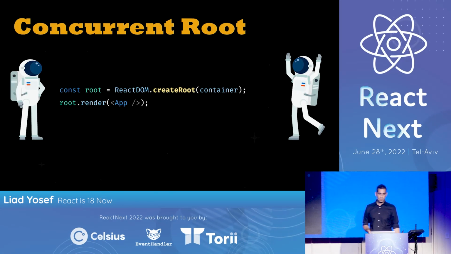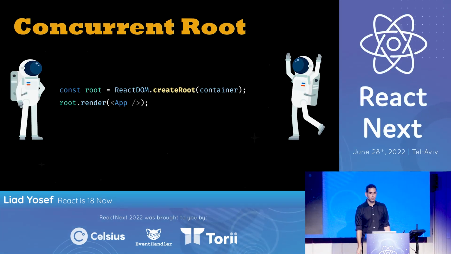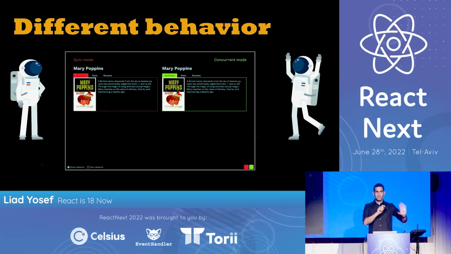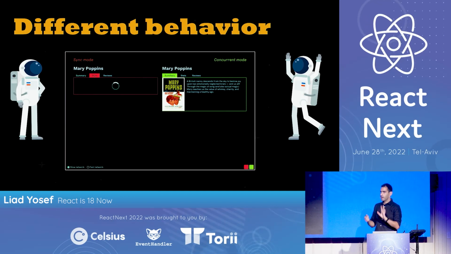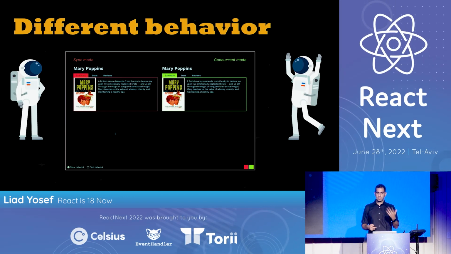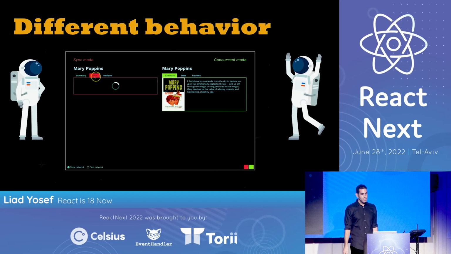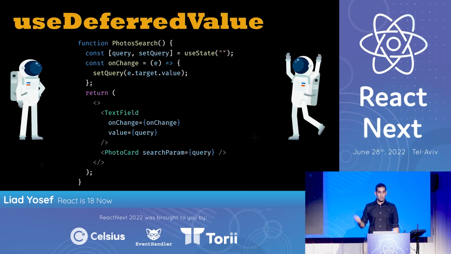And in order to opt into concurrent mode, we need to create a root like we saw earlier. It will create a different behavior with our components, even though we're not supposed to see it. And now we can use some cool things like useDeferredValue.